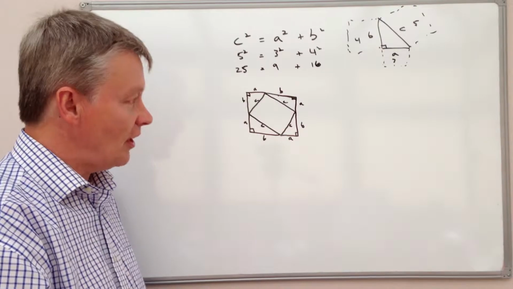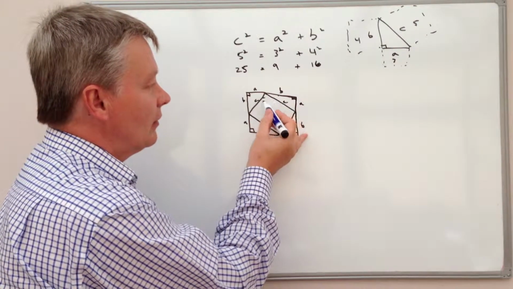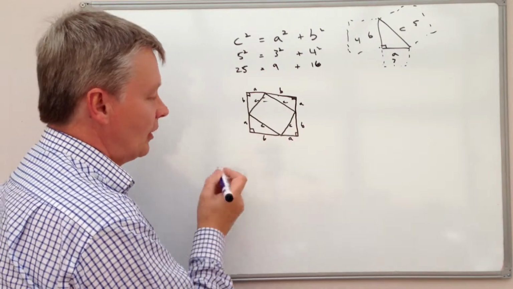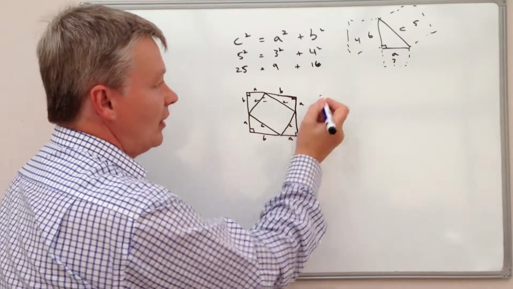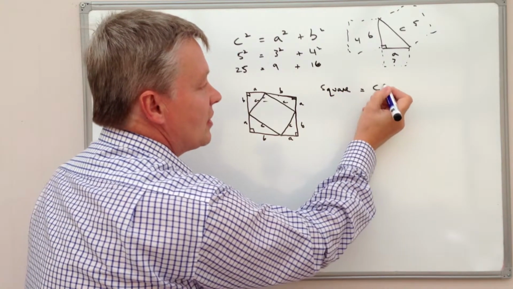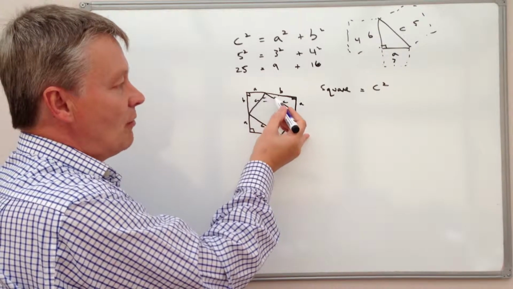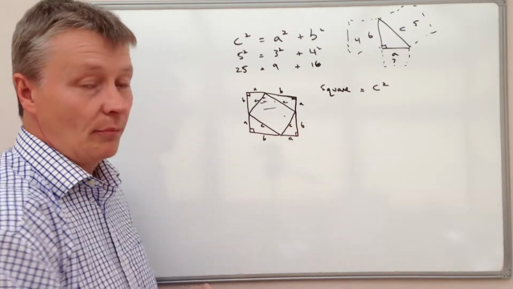Okay, so what I mean by that is, let's look at the square itself. So the bit in the middle, so this little bit in the middle, so the square itself, I'm going to write this here, the square equals c squared. So that's c times c to make this piece in the middle.